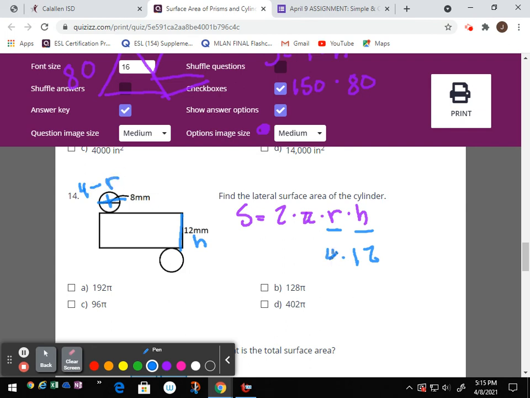So we have 4. And then we have 2 times pi times 4 times 12. Plug that in the calculator. But before we do that, we see that all of our answer choices have pi in them. So the thing we're going to do now is when we plug it in the calculator, we're just going to leave out the pi symbol for right now. We're going to find our answer by multiplying 2, 4, and 12. Then whenever we get our answer, we're just going to add pi at the end, okay? And then we'll have our answer choice.